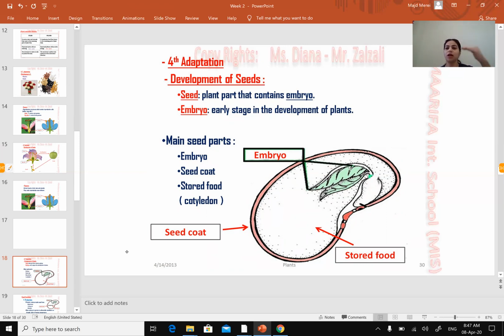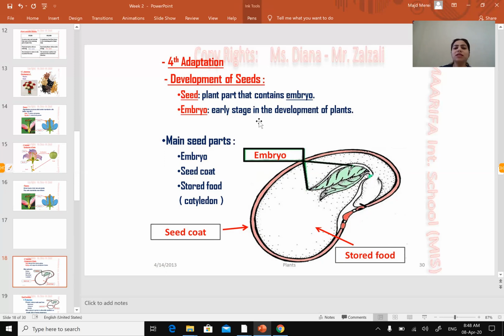the zygote. After the zygote, what do we have? The embryo, then the fetus. If you remember the difference between embryo and fetus, embryo, it was the first few weeks of development. So we will use this term not only for human or animals, also for plants.